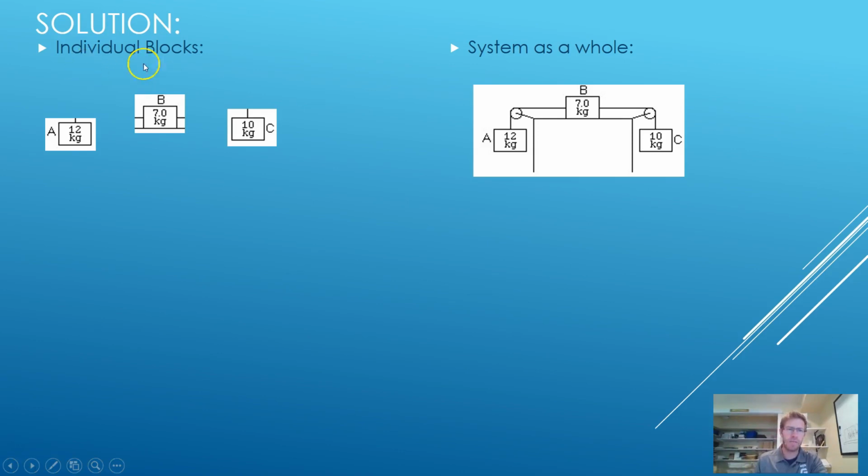So let's start with the individual block method. This is a method that's always going to work every time. So if you're confused by the system as a whole, ignore it and just do things individually.